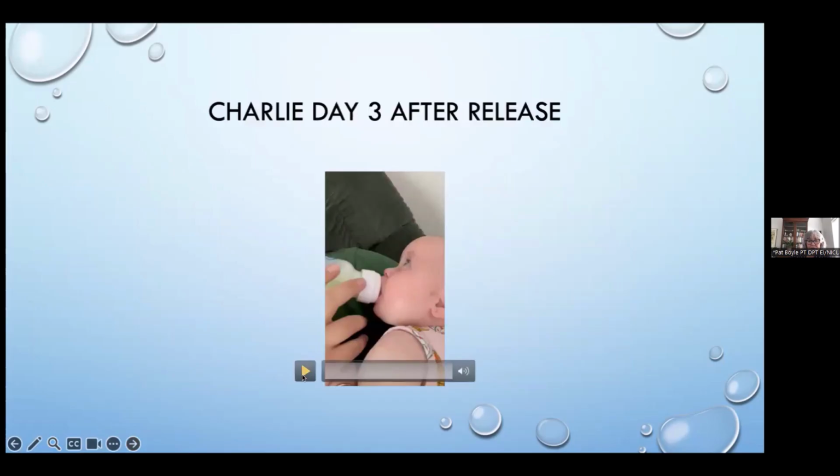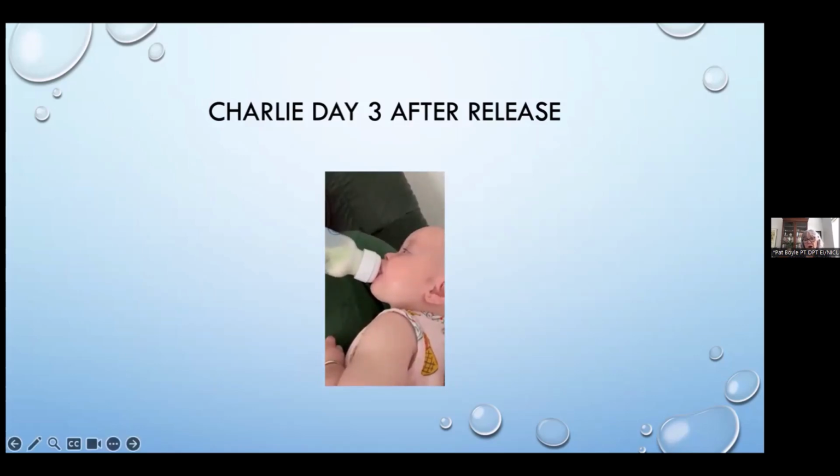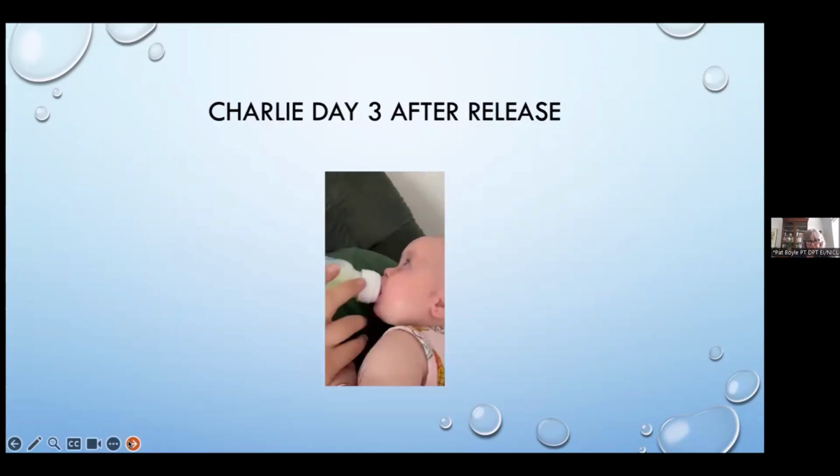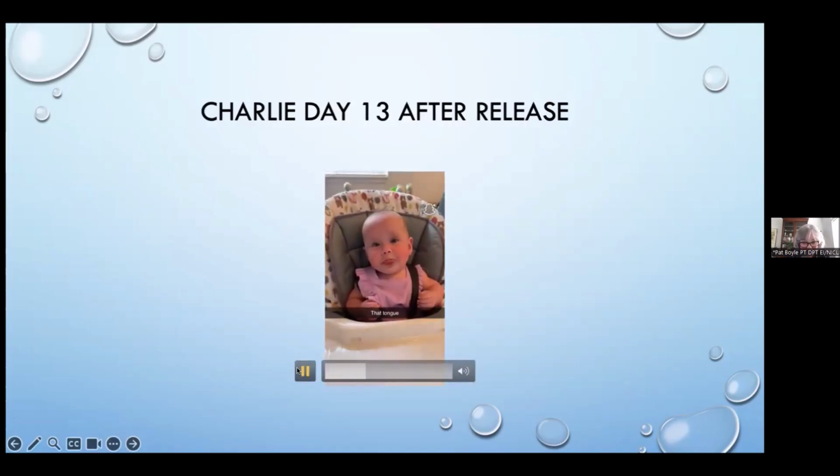And then this is her bottle feeding, day 3. Mom says she's calm, she doesn't move around. She's draining a 5-ounce bottle. So she's not tired anymore. And the quality of her suck still needs to be worked on, but she's got a lot less tension. So this is her 13 days after the release.